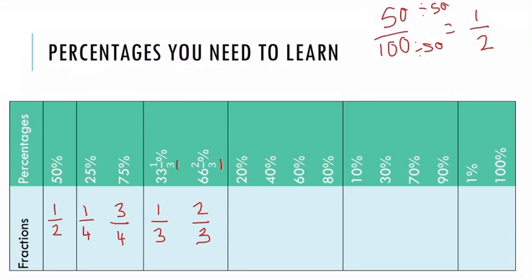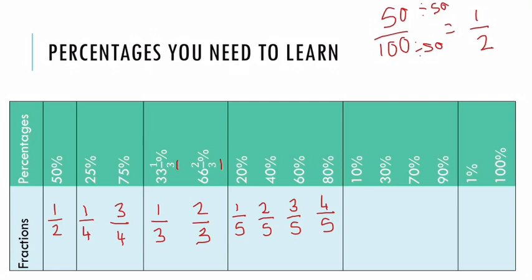20%, if we put 20 over 100, that simplifies to 1 over 5. 40% is double 20%, so that is 2 over 5. 60% is 3 times 20%, so we have 3 over 5, and 80% is 4 times 20%, so that gives 4 over 5.